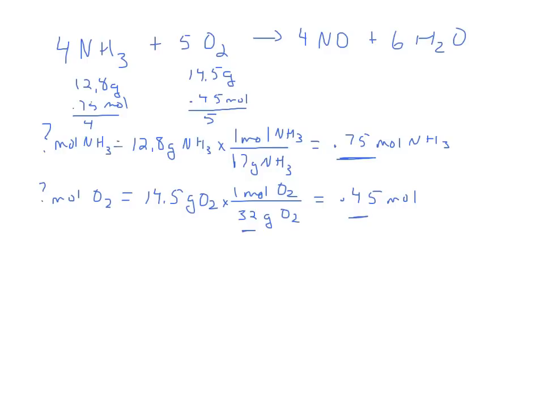So 0.75 divided by 4 gives me 0.1875, and 0.45 divided by 5 gives me 0.09. You can see that the smallest one is the oxygen. Our goal is to figure out how much product is formed. We know we're going to use the oxygen, and we can start at the middle step, so we start with 0.45 moles of O2.